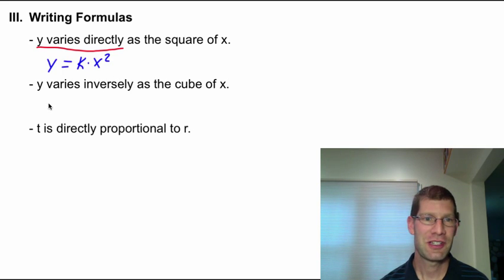Y varies inversely as the cube of x, so y equals k. Inversely means we have division, and cube would be third power, so it'd be x to the third in the denominator.